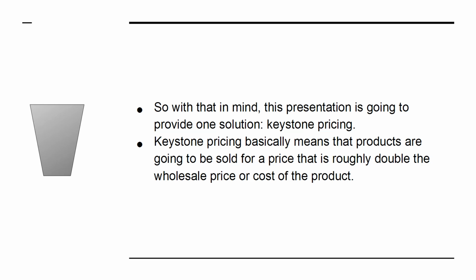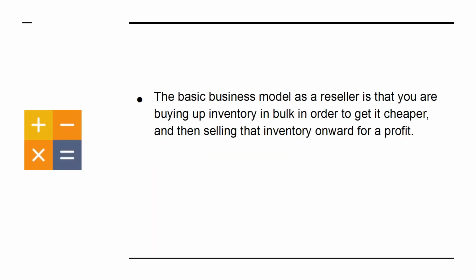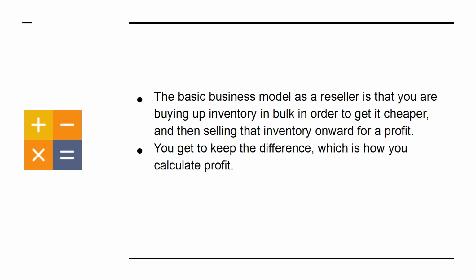Keystone pricing basically means that products are going to be sold for a price that is roughly double the wholesale price or cost of the product. The basic business model as a reseller is that you are buying up inventory in bulk in order to get it cheaper, and then selling that inventory onward for a profit. You get to keep the difference, which is how you calculate profit. It also works very well for Amazon FBA.